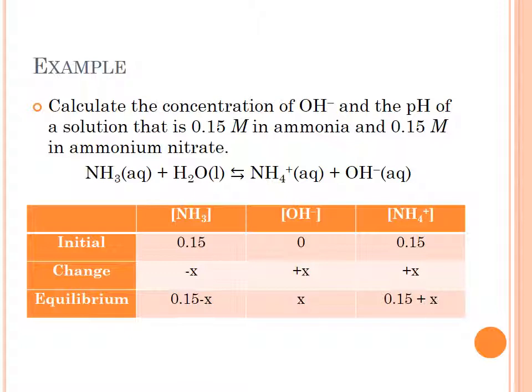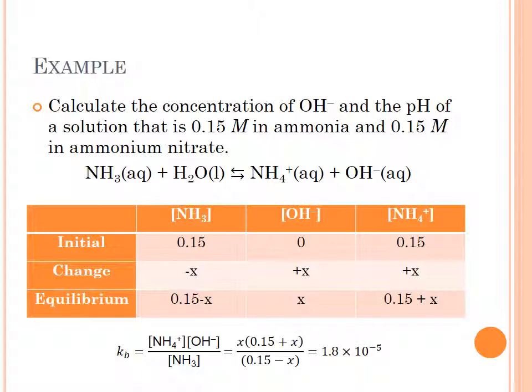We're going to gain x and x on the product side, and we're going to lose x on the reactant side. So we're going to get 0.15 molar minus x for the ammonia, x for the hydroxide, and 0.15 plus x for the ammonium ion. So very similar. The Kb is going to work very much the same: ammonium times hydroxide ion concentrations divided by the ammonia concentration. We plug in, so that's x times 0.15 plus x divided by 0.15 minus x equals 1.8 times 10 to the negative fifth.